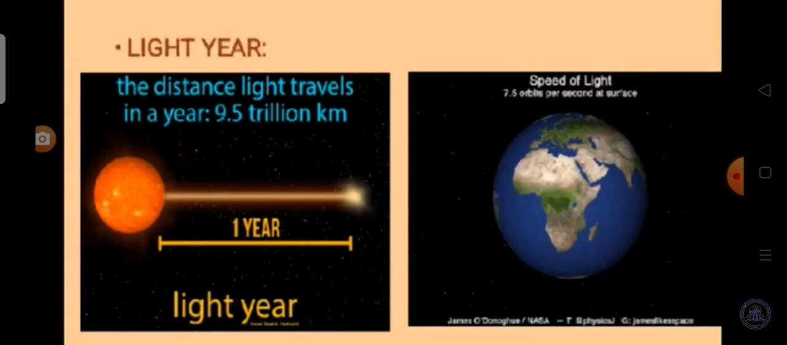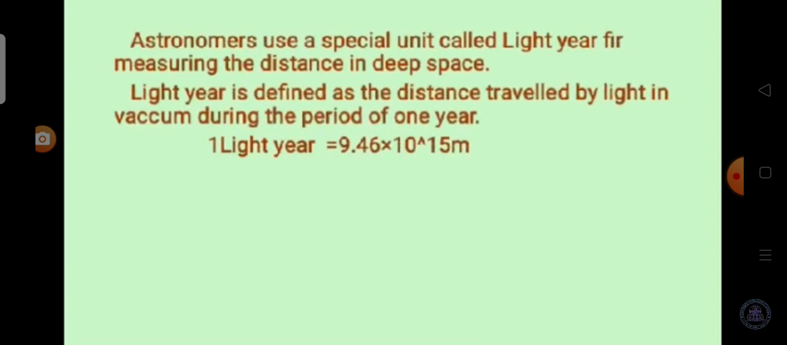Light year. It is difficult to measure the distance between the stars in space. So astronomers use a special unit called light year for measuring the distance in deep space. Light year is defined as the distance traveled by light in vacuum during the period of 1 year. So the light year is equal to 9.46 into 10 power 15 meter.